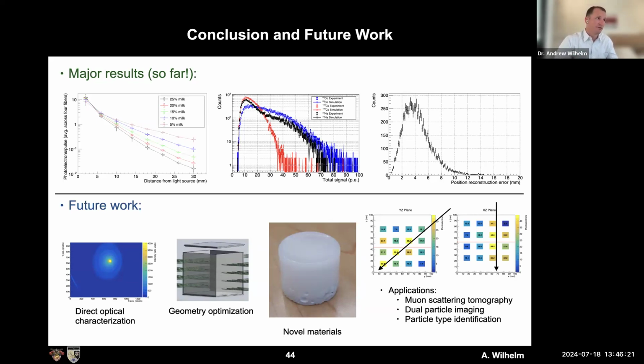There are a lot of things to do in the future. This is a very new technology. I think the first paper about opaque scintillators came out in 2021. So there's really not a lot of work that's been done yet on opaque scintillators. There's a lot of low-hanging fruit, so to speak.